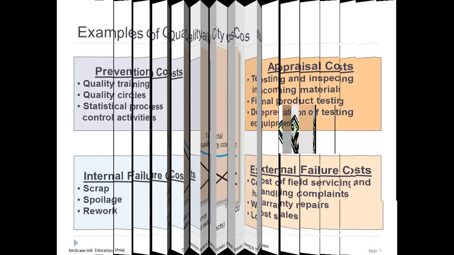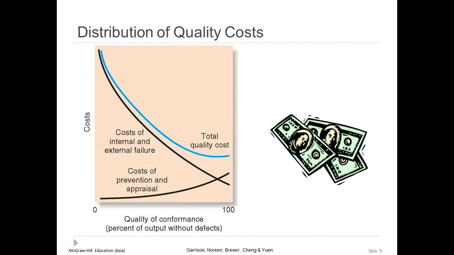Graphs are often used to depict the relationship between the four types of quality costs. The graph on this slide illustrates four key concepts. First, when the quality of conformance is low, total quality cost is high, and most of this cost consists of internal and external failure costs. Second, total quality costs drop rapidly as the quality of conformance increases.